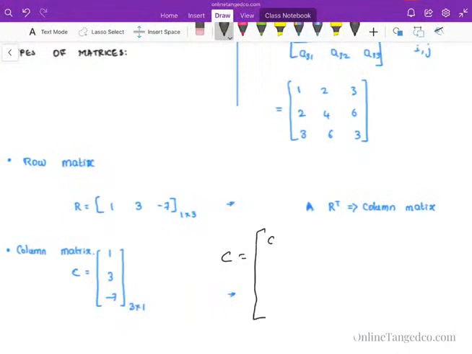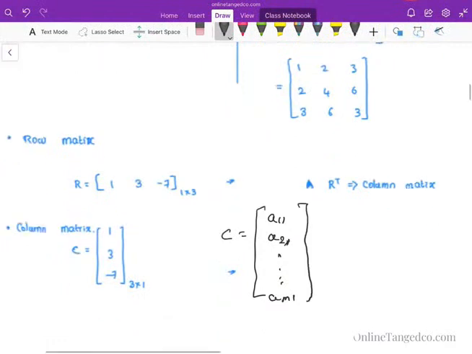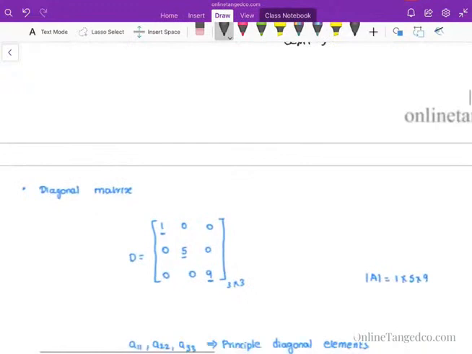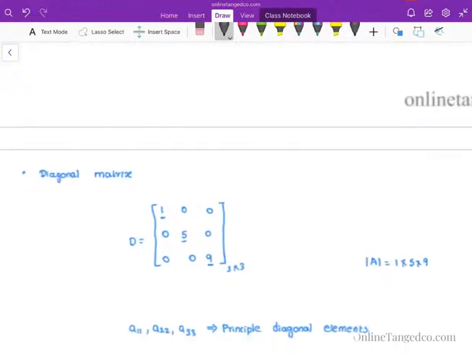It can be like a11, a21, up to an1. n can be up to infinity. These are called column matrices. Similarly, a diagonal matrix is one where only the diagonal components are non-zero, and the rest of the components are zero. So this particular matrix is called the diagonal matrix.